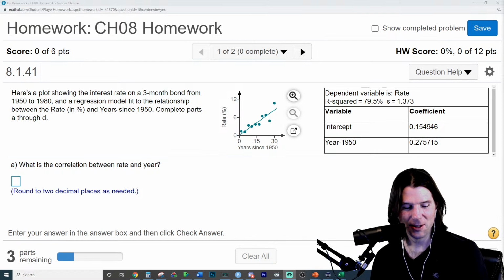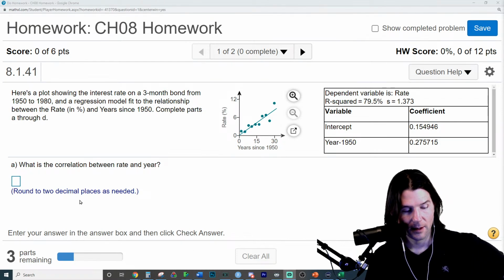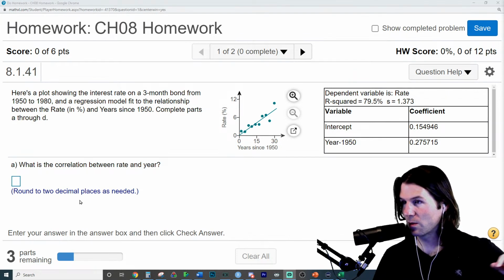Let's bring that energy, that positivity. So when we do the correlation right here, how do we find the correlation? How can we find this correlation right here?